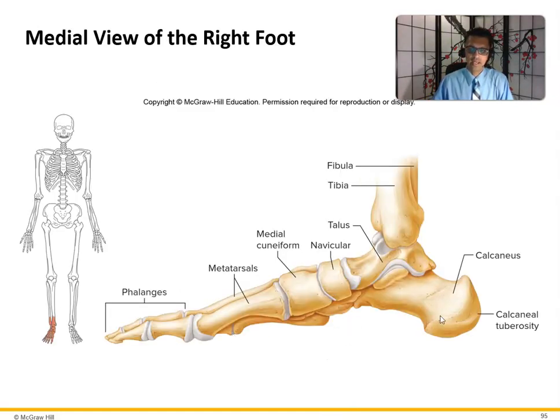So here is the diagram. Here's the calcaneus, calcaneal tuberosity. Here's your arch, if you call this right here, the navicular. Sometimes if the navicular drops, you can get flat feet. Here's the medial cuneiform. Here's your metatarsals. Here's the phalanges. And there's the tibia and the fibula on the lateral side. So this is, you're looking at the instep right here, medial view.